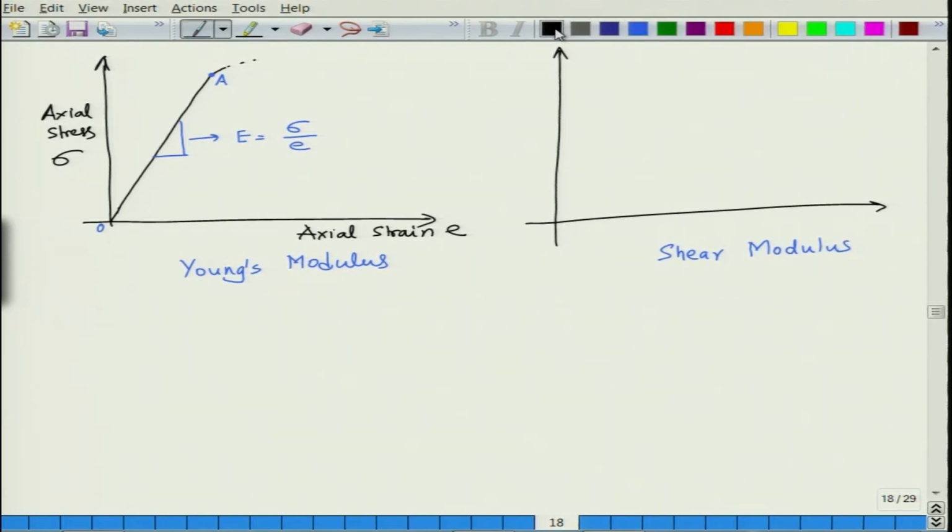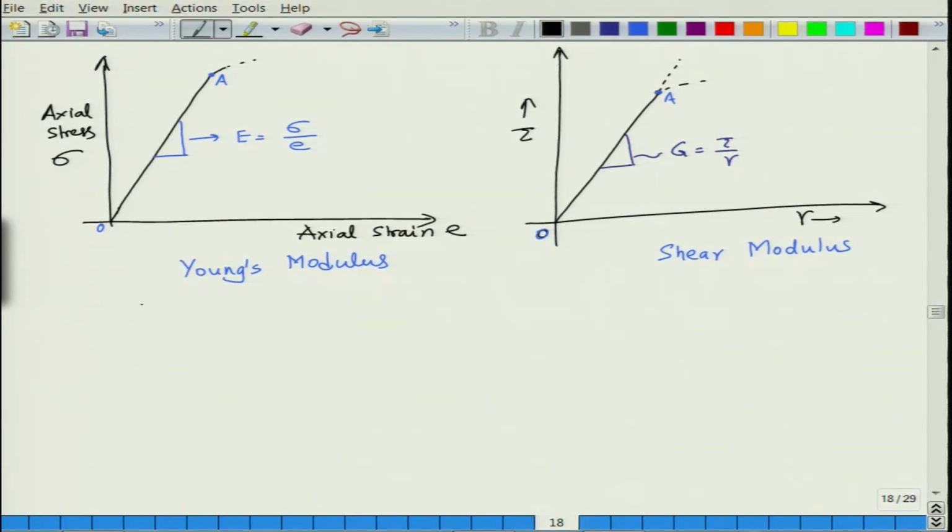So, here you apply a shear stress before it turns into nonlinearity. This is, let us say again, O A. On the y axis we have shear stress tau, on the x axis we have shear strain gamma, engineering shear strain, and the slope of these will be G, which will be equal to tau divided by gamma.